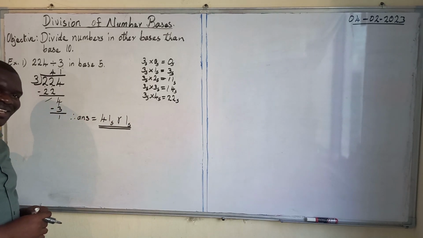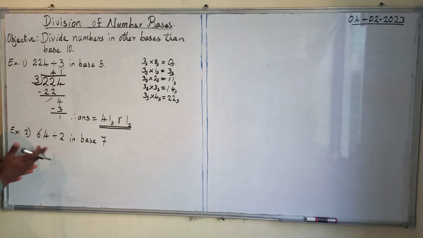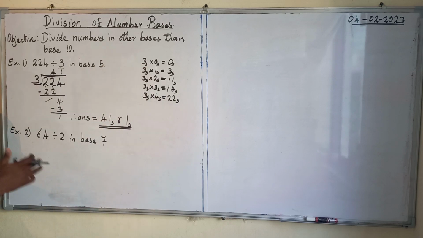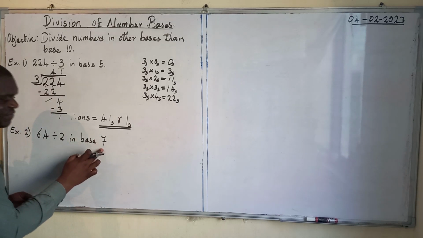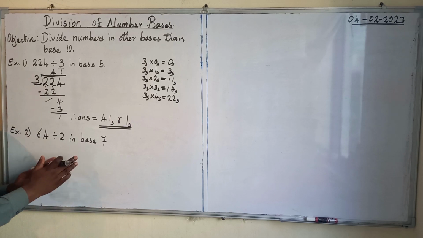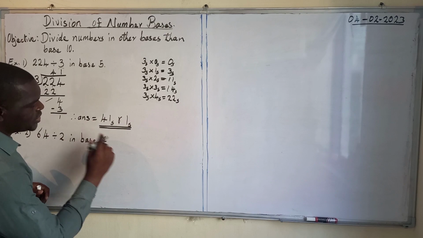Let's go to the second example to see how it goes. From this 64 divided by 2 in base 7, we're going to do the same thing. We're going to construct the multiplication timetable for 2 in base 7. After that, we are going to do division just as above to see what it gives us as an answer. So let's start from the multiplication timetable.